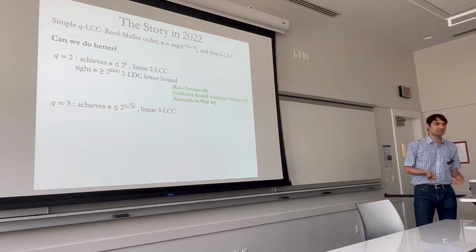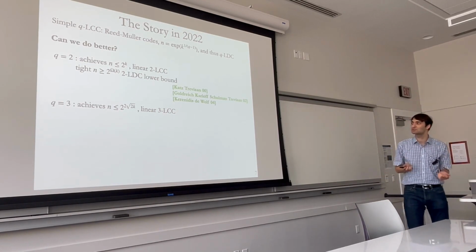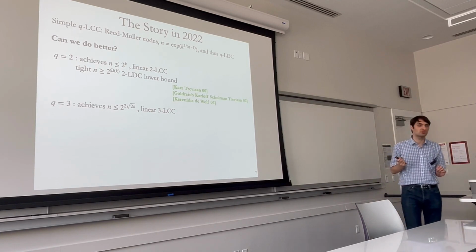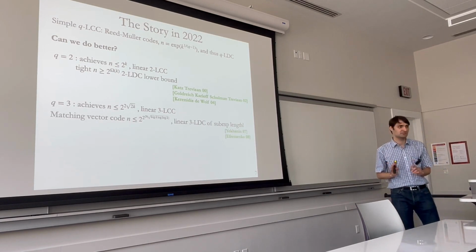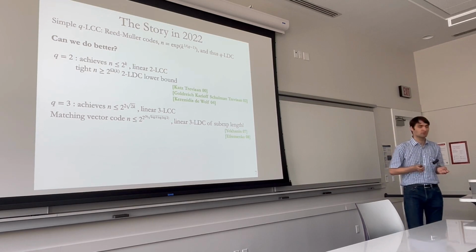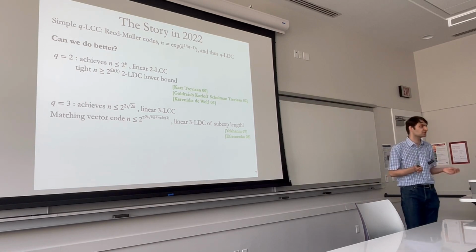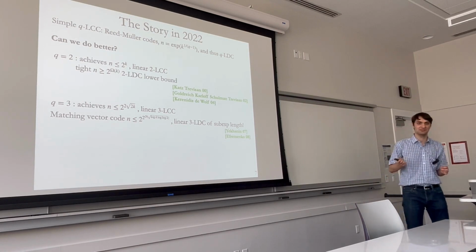So for q equals 3, as I said, we have this construction for Reed-Muller codes that is block length 2 to the 2 square root 2k. And it turns out that for the weaker notion of local decodability, you can actually do much better. There are some works by Sergey Yekhanin and Klim Efremenko that construct matching vector codes, which are a family of codes that give you, in particular, a linear 3-query locally decodable code where the block length is 2 to the 2 to the root log k log log k.